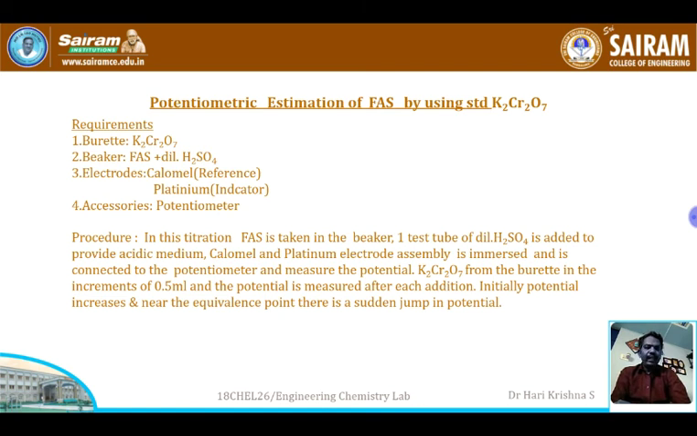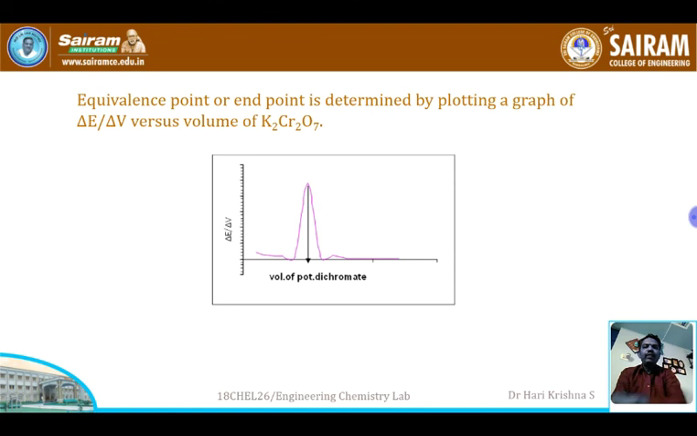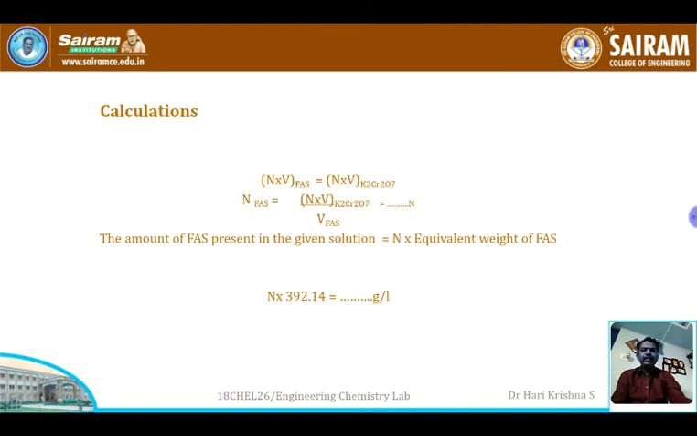We are going to calculate the first differential of potential with respect to volume and plot a graph of delta E by delta V versus the volume of potassium dichromate added. We get a graph of this nature. From the peak, we draw a perpendicular to the x-axis, which gives the volume of dichromate required to neutralize the FAS present in the beaker. For the calculation, we calculate the normality of FAS by substituting the normality and volume of K2Cr2O7. The normality of K2Cr2O7 is 0.5, the volume of K2Cr2O7 we take from the graph, and the volume of FAS is known and constant, 25 ml.